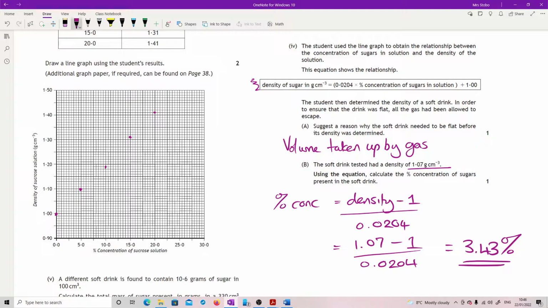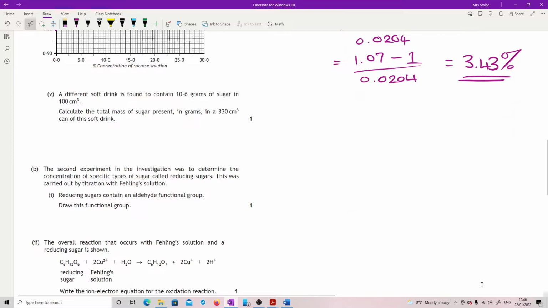That's it. I moved that to the side because I thought there was something to do with the graph in there, but there isn't. A different soft drink is found to contain 10.6 grams of sugar in this 100 centimetres cubed. Calculate the total mass of sugar in grams in a 330 centimetres cubed can of this drink. Okay, a straight proportion thing.